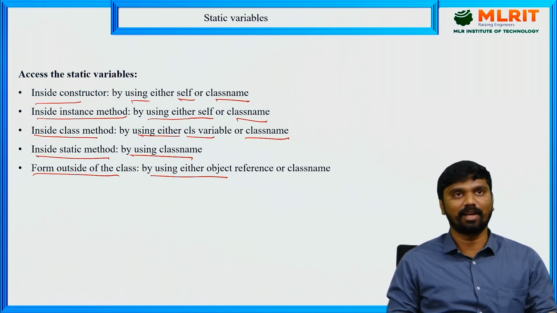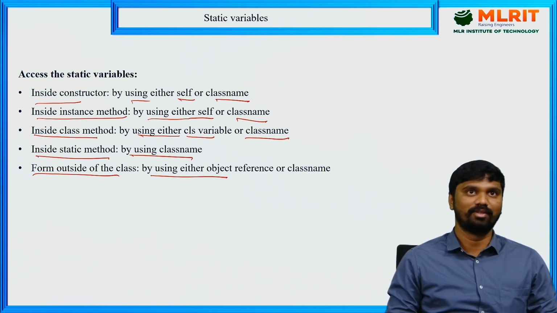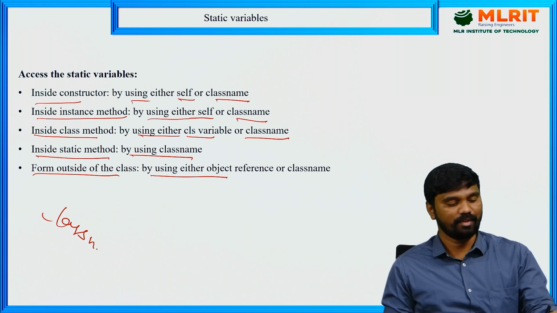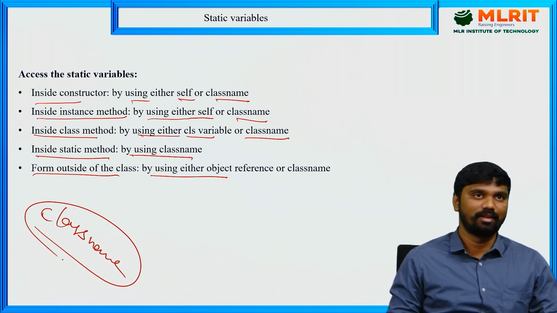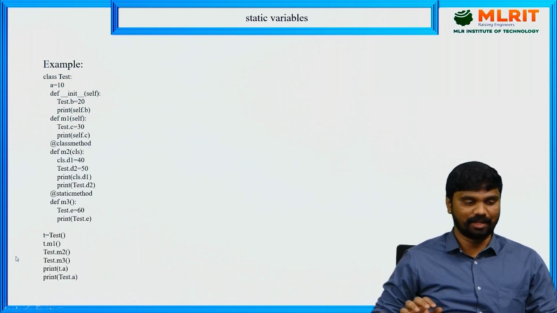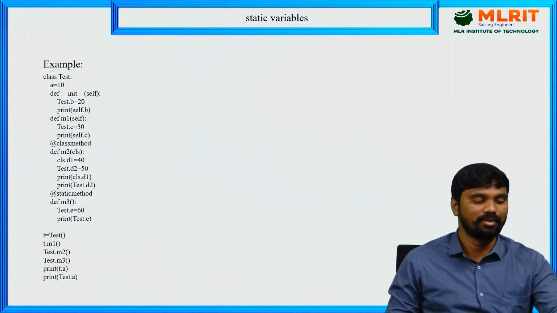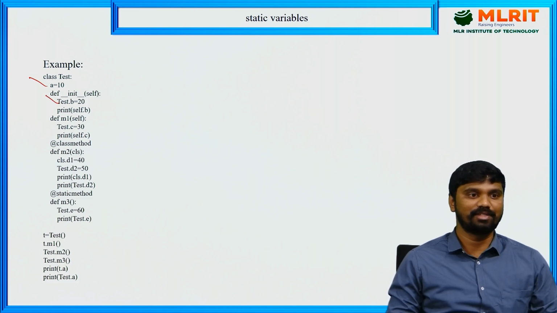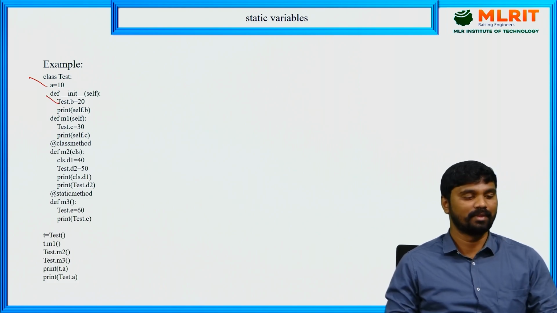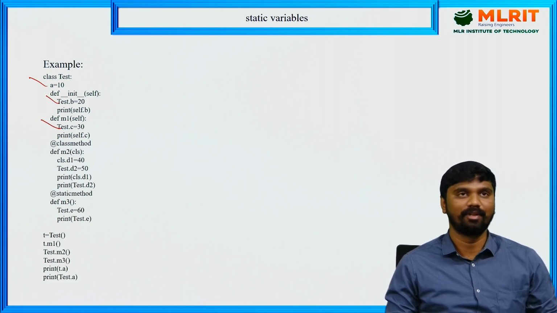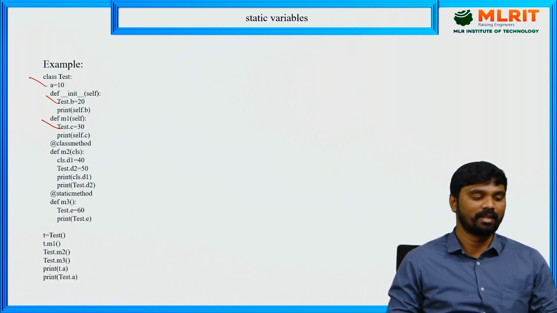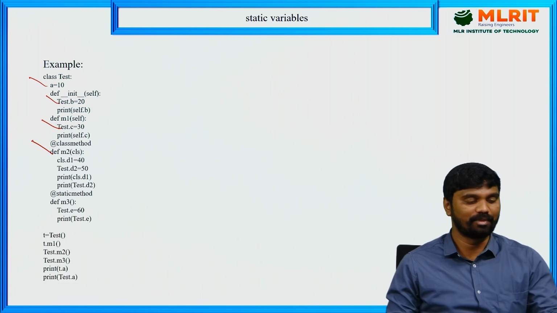But what is the recommendation? From anywhere, the recommended way to access the static variable is by the class name. So this is the example. This is the static variable, and this is the static variable which is defined inside the constructor. Next, this is the static variable which is defined inside the instance method, that is m1, and this is the class method, that is m2.